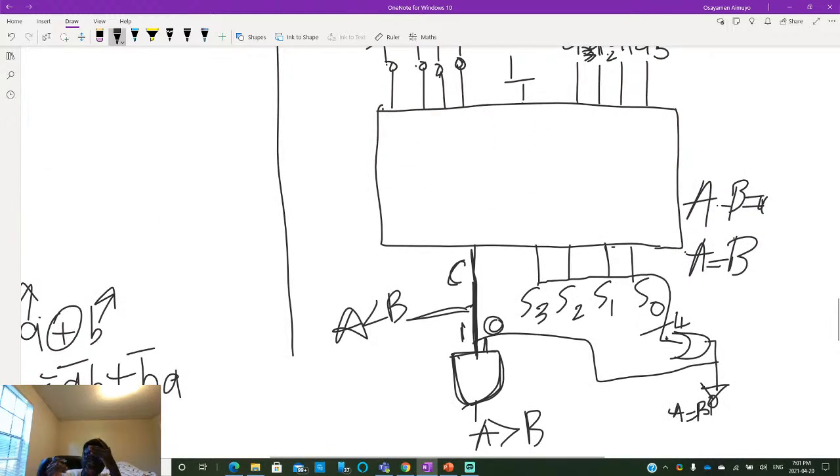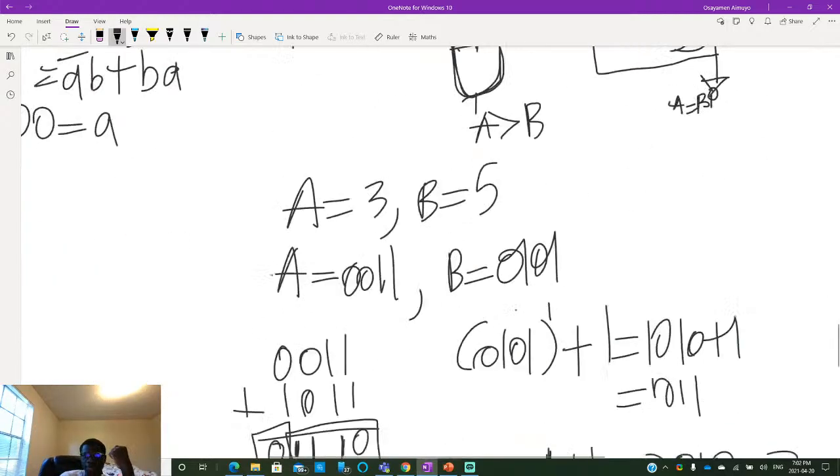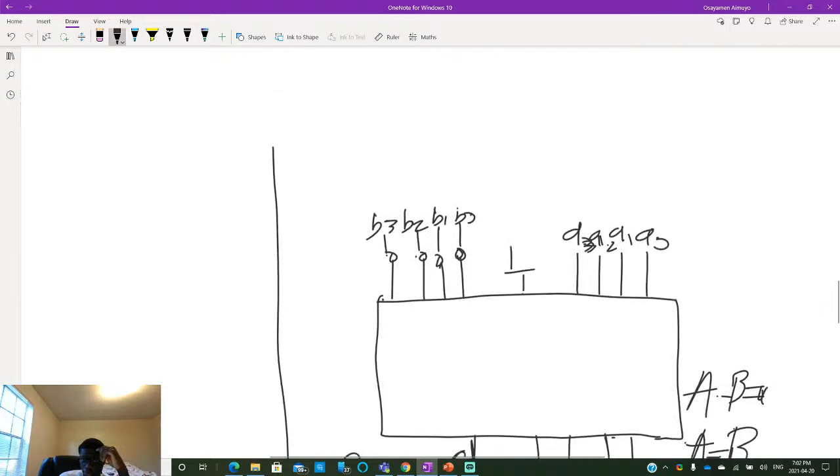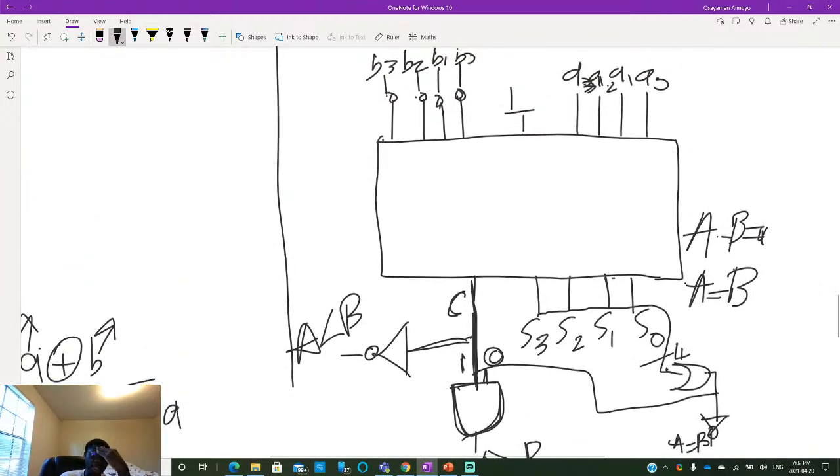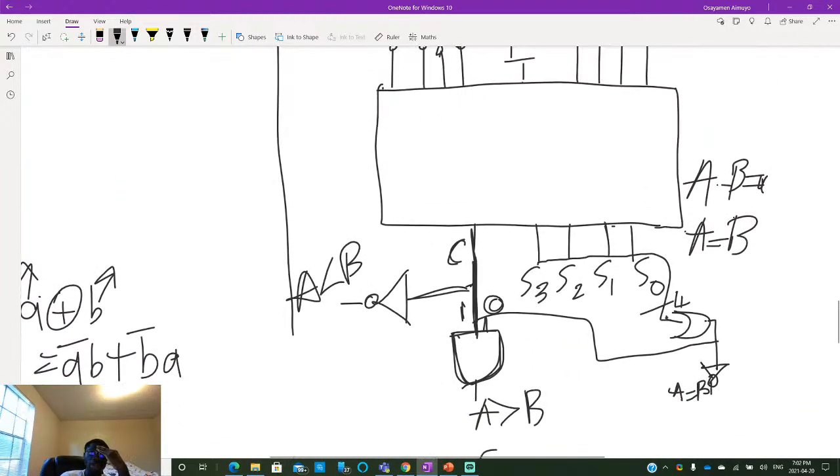And then to get A lesser than B, all we have to do is negate the inputs directly. If we negate that, we get A lesser than B because we're certain that if the carry is 0, A is most definitely lesser than B. So if you negate that, you get 1. So we have successfully built a comparator using a subtractor.